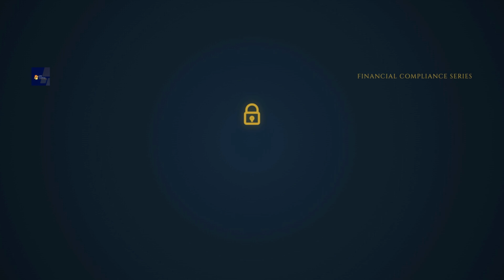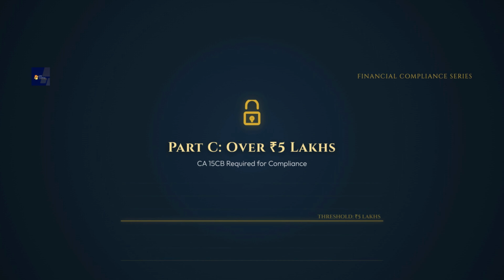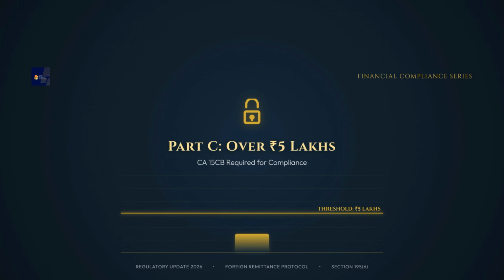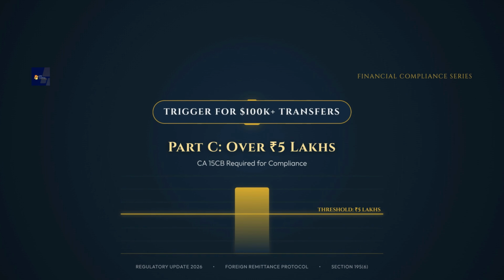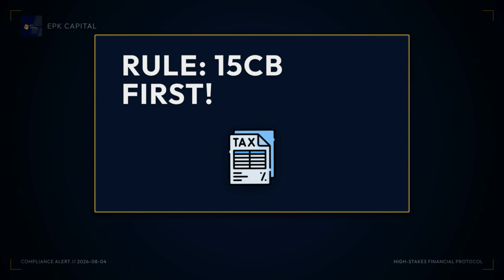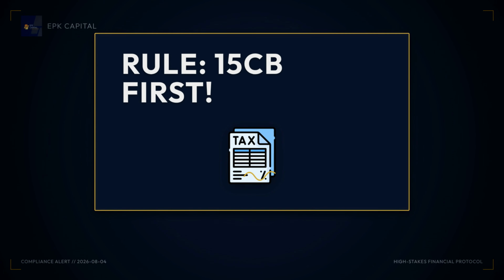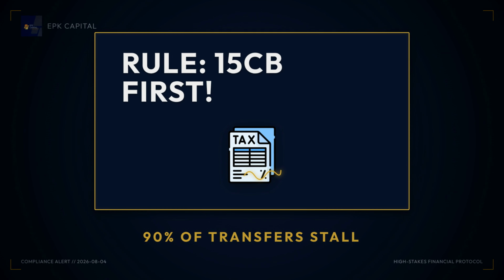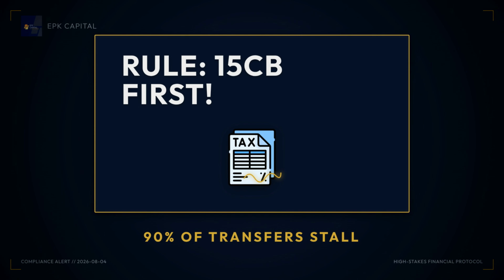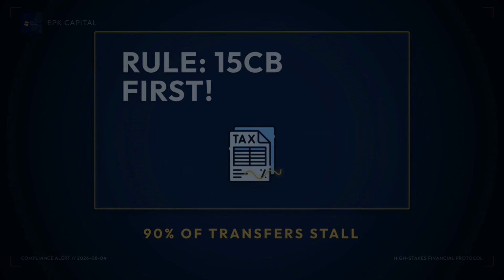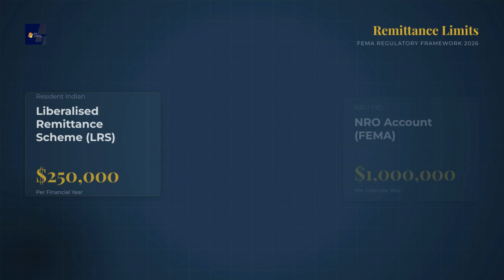Now, if you are repatriating $100,000 or more, whether from property or inheritance, you will almost certainly fall into Part C. Part C applies to any taxable remittance exceeding 5 lakh rupees in a financial year. And here is the rule: you cannot submit Part C of Form 15CA without first obtaining an uploaded Form 15CB signed by a chartered accountant. 90% of high net worth foreign transfers stall because investors attempt to complete 15CA before securing their 15CB clearance.